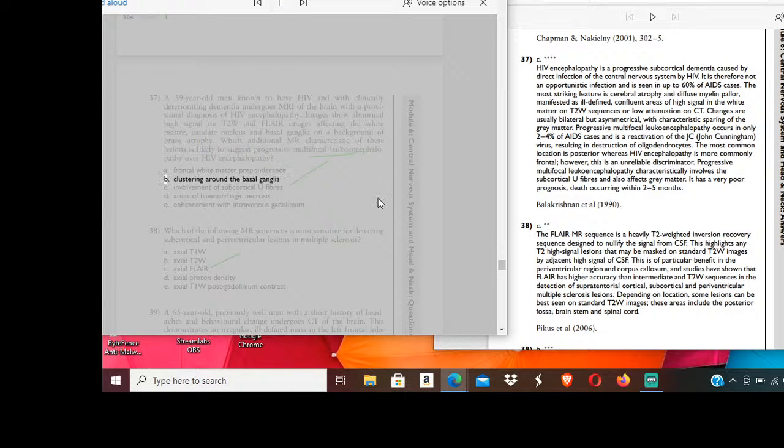A. Frontal white matter preponderance. B. Clustering around the basal ganglia. C. Involvement of subcortical U fibers. D. Areas of hemorrhagic necrosis. E. Enhancement with intravenous gadolinium.